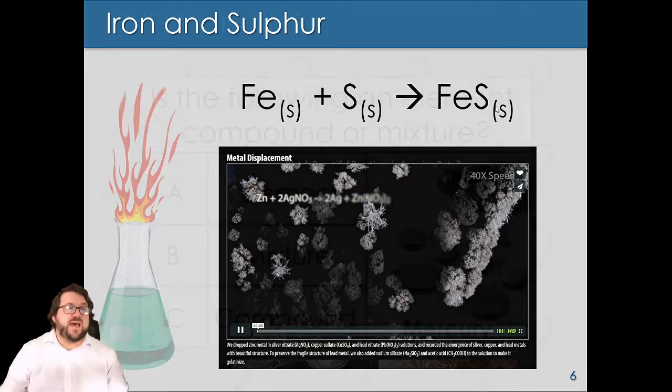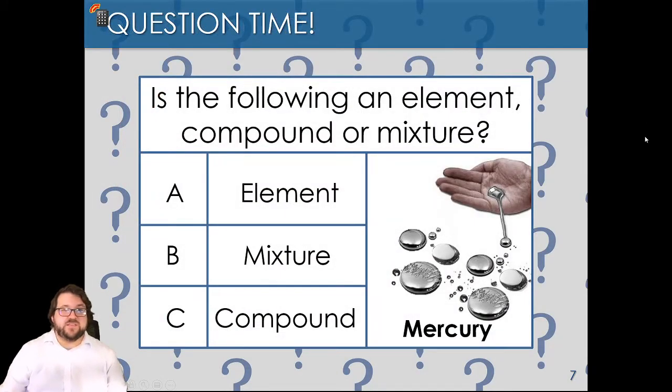So I want you to have a little go yourself. I want you to look at these and have a pause and think, is this an element, a compound, or a mixture? So mercury. Is that an element, a compound, or mixture, and how can you tell?